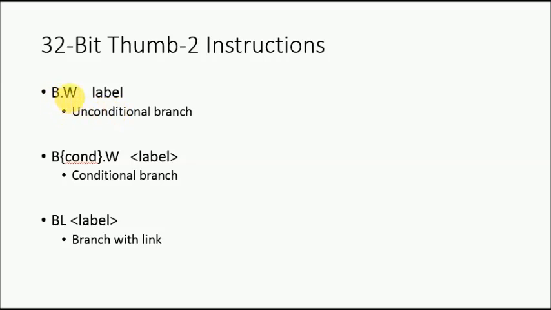Now we can insert a condition here. Already in the last few lectures we have seen the conditions, that is less than, greater than, if 0, not 0, equal to, not equal to, etc. We can insert that condition here. So B condition .W is known as the conditional branch. BL label, branch with the link register.